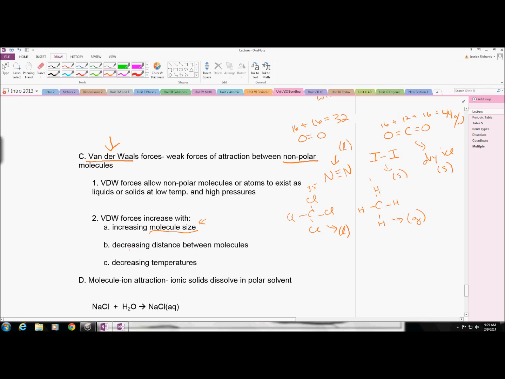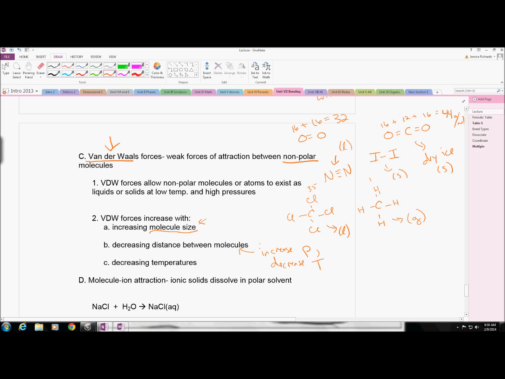Decreasing distance between molecules. How do we decrease the distance between molecules? We increase the pressure and we decrease the temperature. So it's the same way where we talk about an ideal gas. How is it less ideal? It's less ideal when there's high pressure and low temperatures. It's more ideal when there's low pressures and high temperatures.